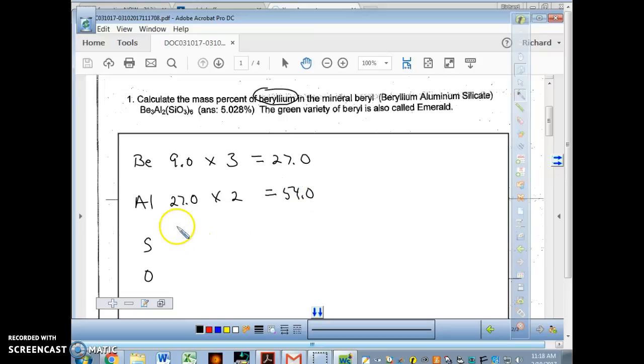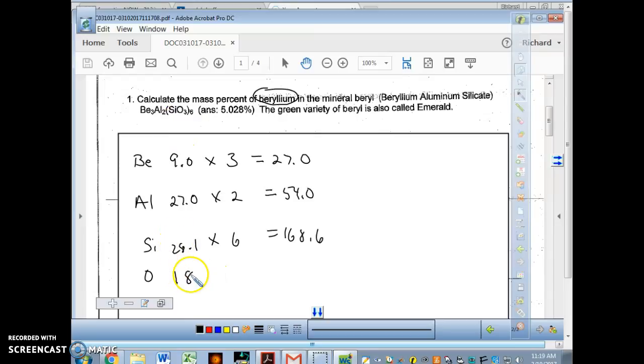The sulfur is, that's silicon. The silicon's molar mass is 28.1. And if you look at that, there's 6 of those. And 28.1 times 6 is going to be something like 168.6.